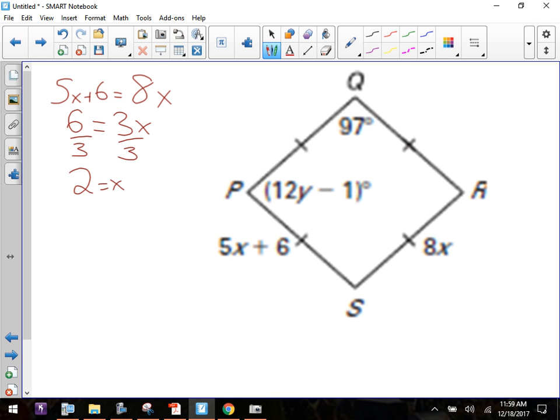Now, angle P and angle Q, they're next to each other in a parallelogram, aren't they? Means they have to equal how much? 180. So they have to be supplementary. So I can do one of two things. I could say that 12y minus 1 plus 97 has to equal how much? 180. Or could I just figure out what the supplement is? What's the supplement of 97?